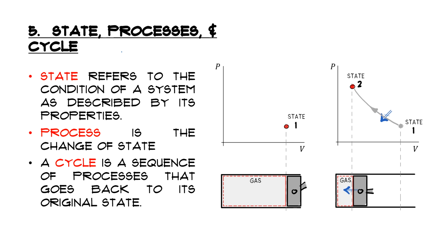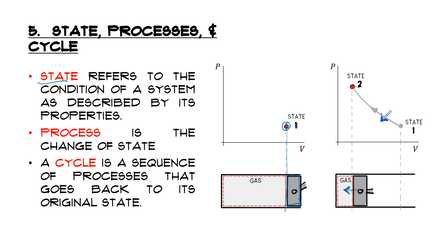Okay, other terms that we'll introduce are state, processes, and cycle. When I say state, it refers to the condition of a system as described by its properties. For example, here is our piston and cylinder device again, and here's our system, the gas. At this point of the piston, let's say that's going to be point 1 or state 1, and at that point there is a property.